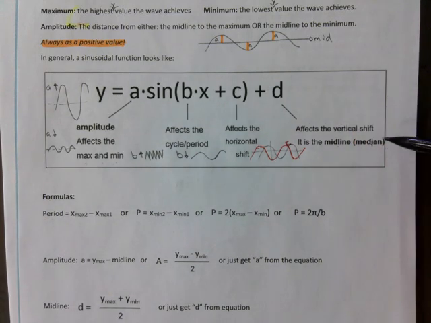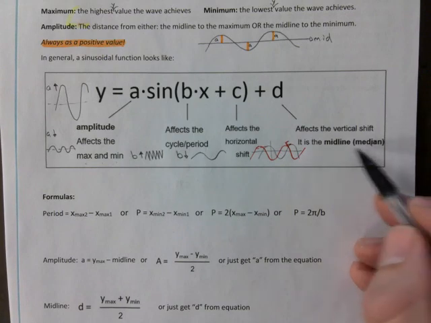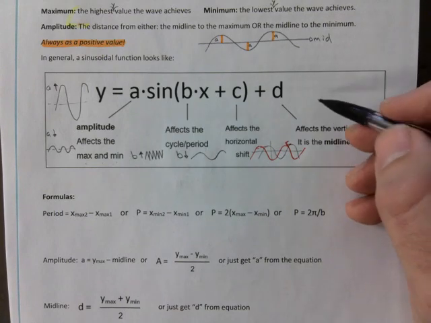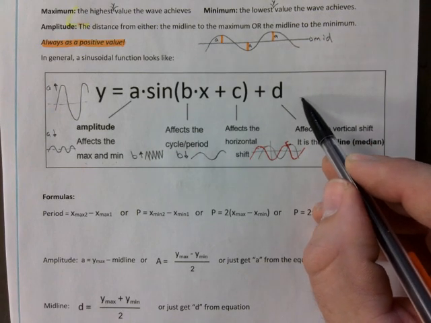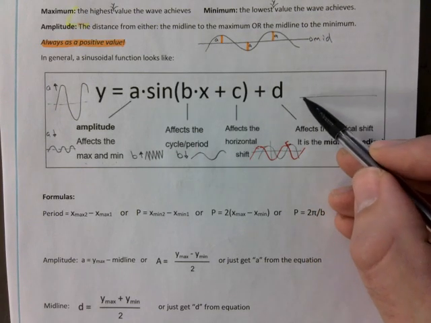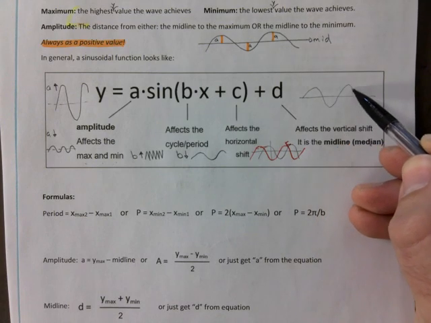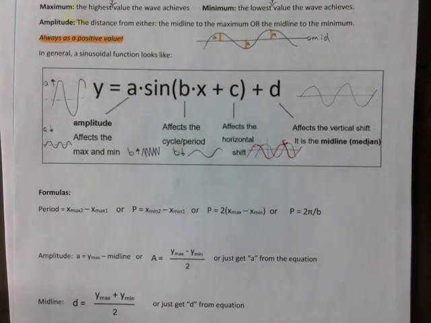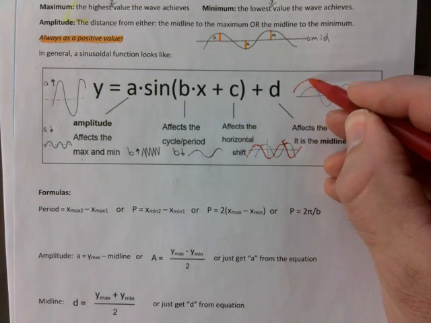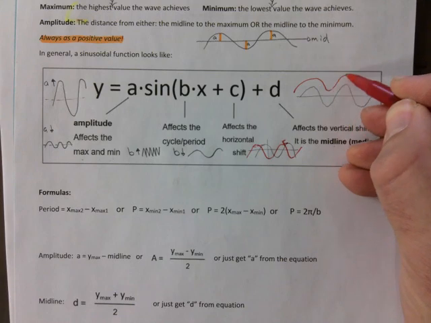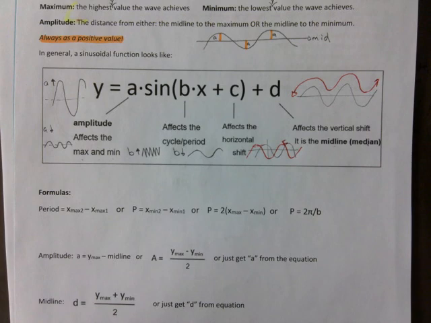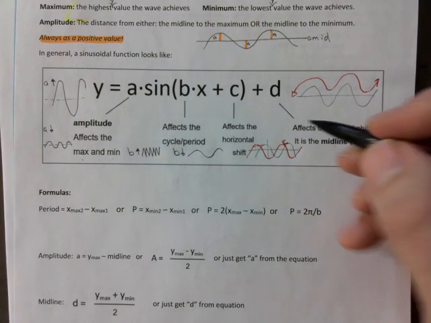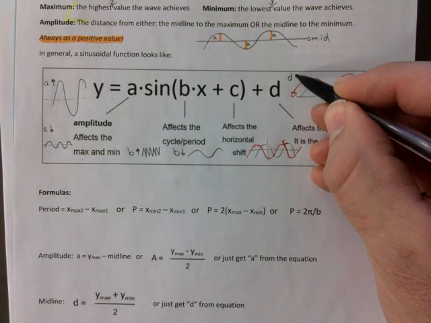And D affects the vertical shift or the midline. Watch what I'm going to do here. Follow me. This is my midline. I'm going to graph one like this, and I'm going to use a different color and make one right on top of it. It's the same curve, but we will have changed something. What happens to D when that happens? When everything raises, D is increased.